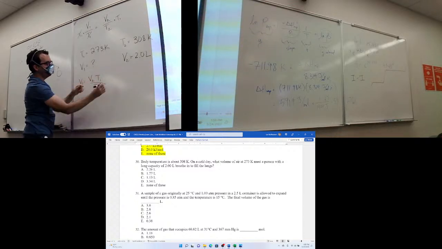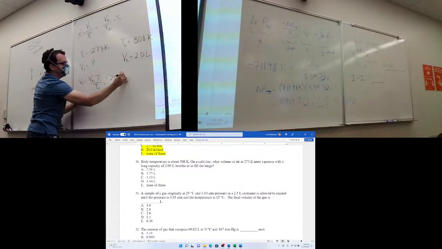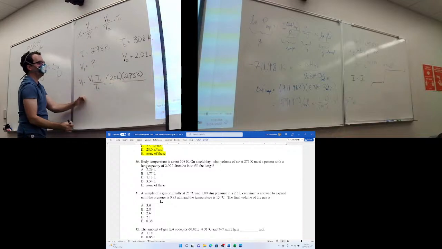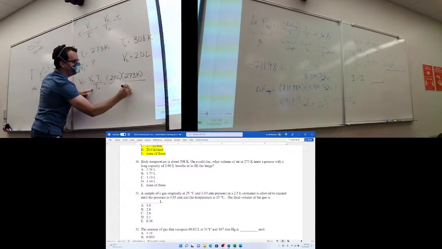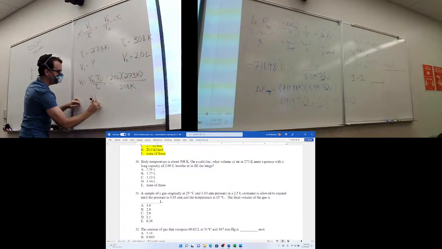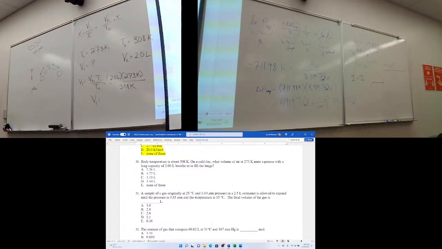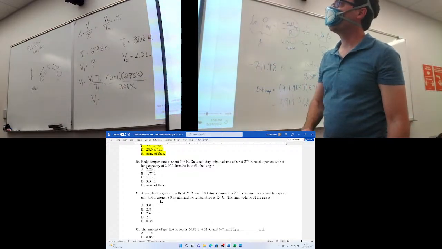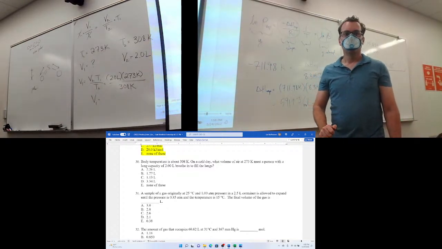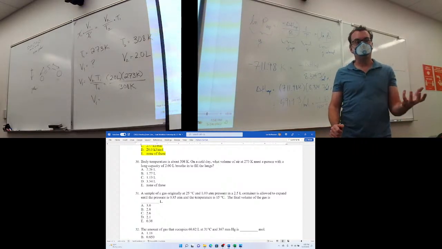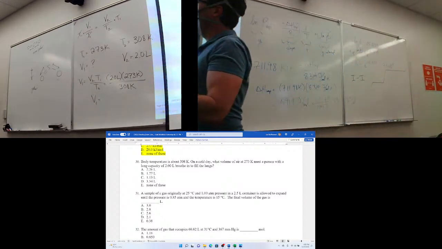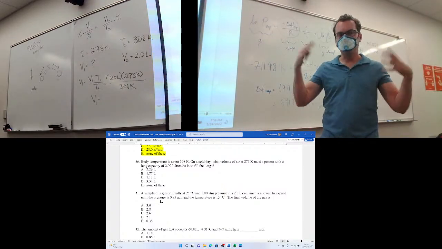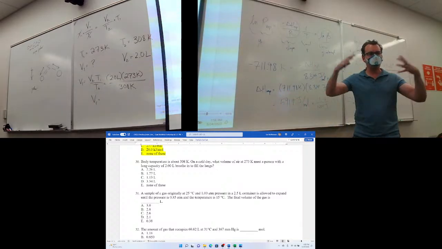So V2 is 2 liters. T1 is 273 Kelvin. And T2 is 308 Kelvin. And if you do the math, you get 1.77. So you breathe in less air, volume-wise, and it expands to fill your lungs because it gets warmer. And that makes sense. As you heat up the air, it expands.